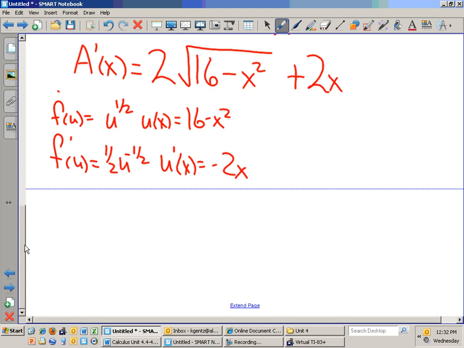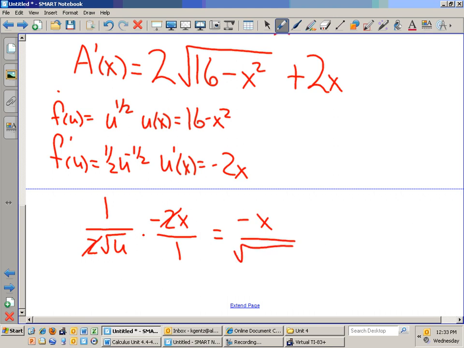So in order to find the derivative of the whole thing, I take u prime of x times f prime of u. So I've got negative 2 times 1/2 is just negative 1. So it looks like I got a negative x. I'm going to rewrite this a little bit. I've got 1 over 2 square roots of u times negative 2x over 1, right? So my 2's will cancel. I'll be left with a negative x over the square root of 16 minus x squared, right? So that's that derivative. So this guy goes right here.